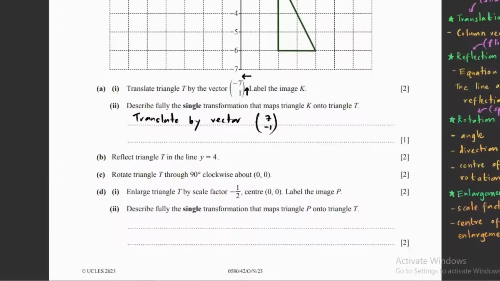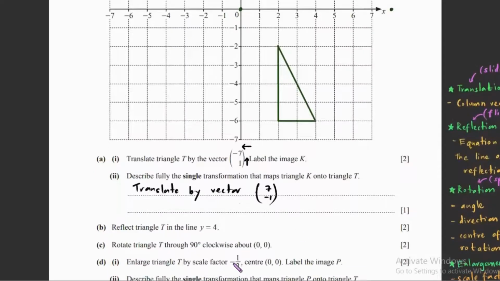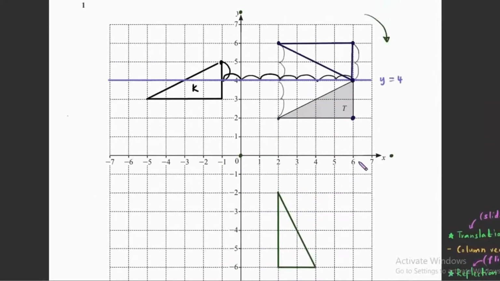Let's move on to question D. In question D1, enlarge triangle T by a scale factor of -½, and the center of enlargement is given to us as (0, 0), and we need to label the image as P. So to do the enlargement here, the scale factor is -½. This half explains that the image is going to be smaller than the object, because the moment it goes below 1, we need to understand that it's going to be smaller than the object given. This negative explains that it's going to be in the opposite direction of the center of enlargement. Here the center of enlargement is (0, 0). So again, it's the origin.